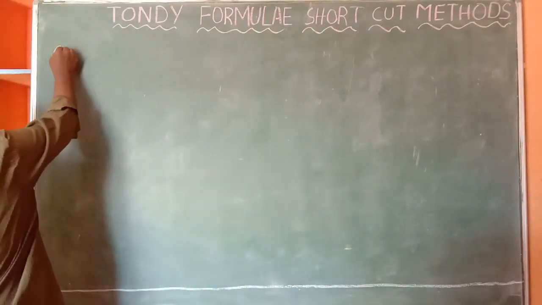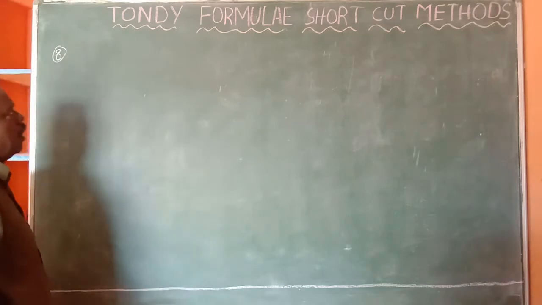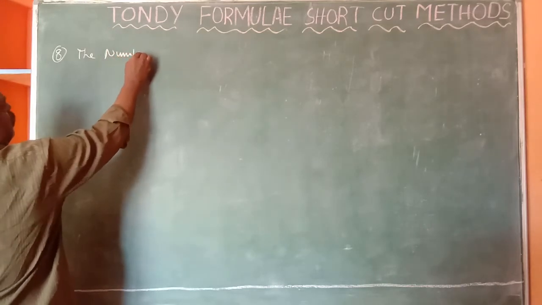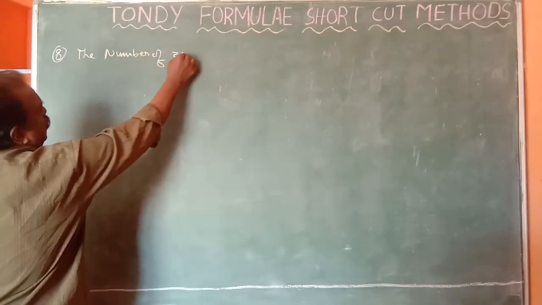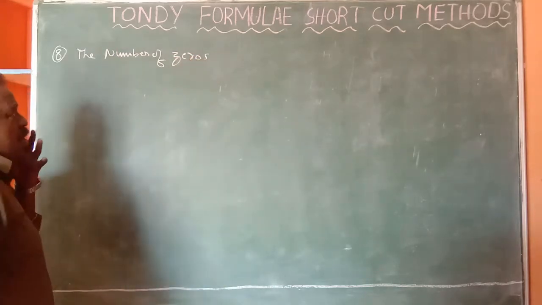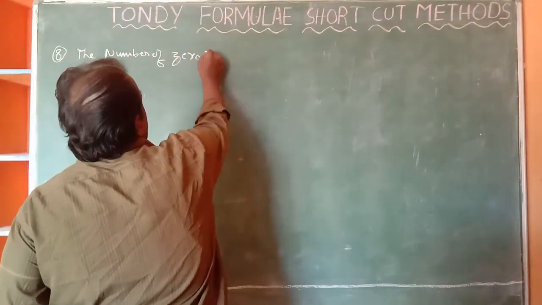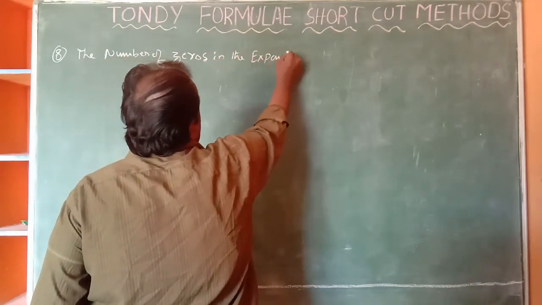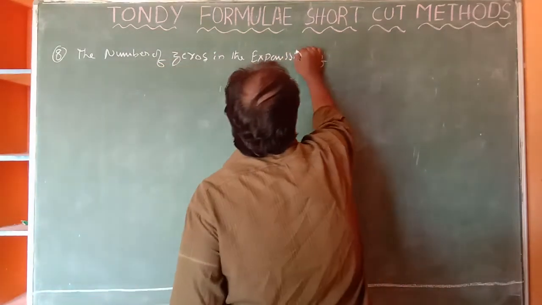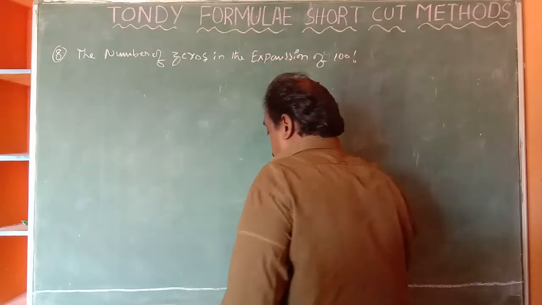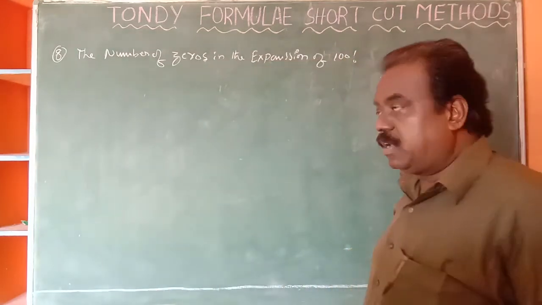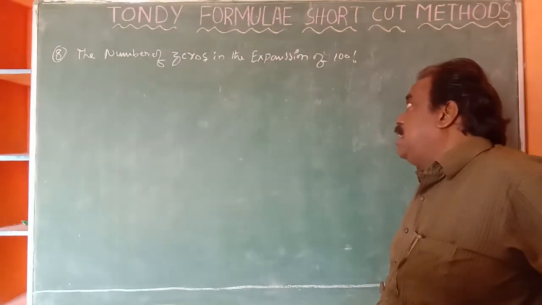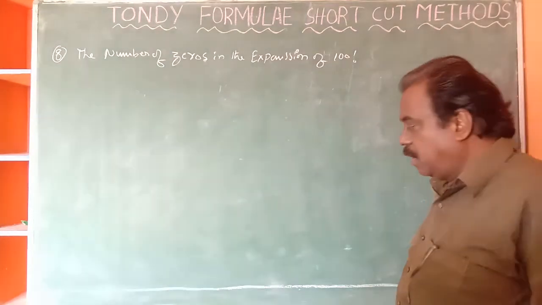Eighth one. You see, the number of zeros in the expansion of 100 factorials. Okay, now you see, this type of question is asked. The number of zeros in the expansion of 100 factorials.